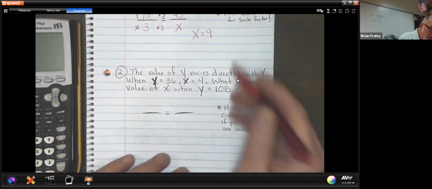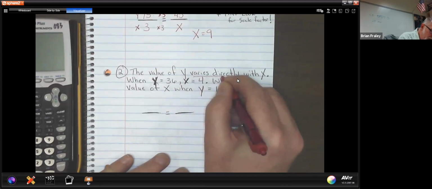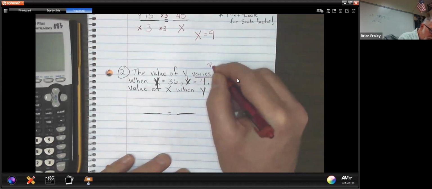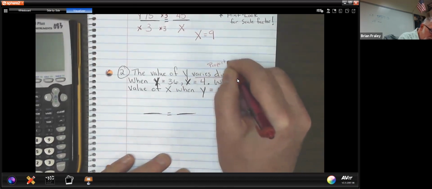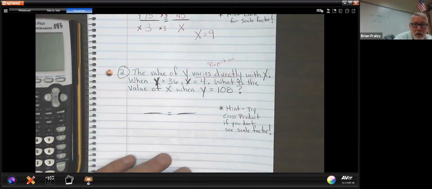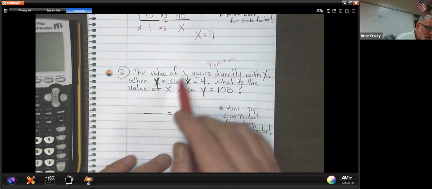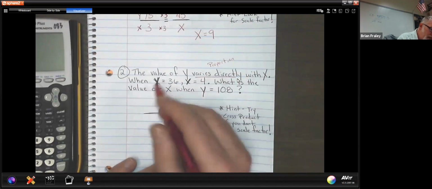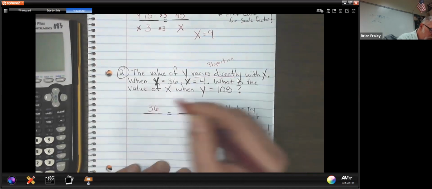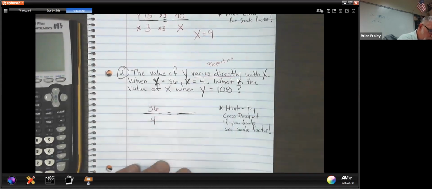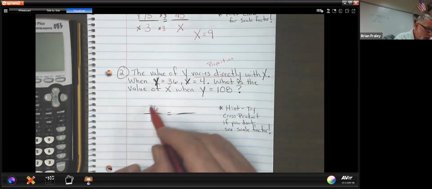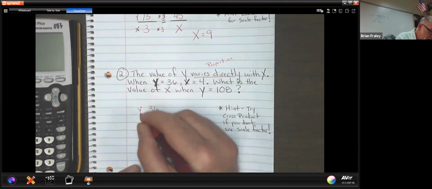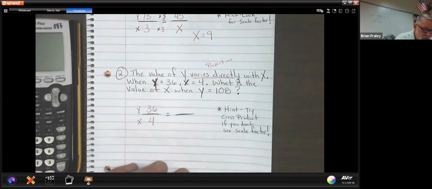My first thing I see is varies directly. I know that means I'm going to use a proportion. If you guys get in the habit of marking that, it'll help you. And the first thing I see is y is 36 and x is 4. So there's my first ratio, 36 and 4. But again, Mr. Fraley wants you to label it. So y is 36, x is 4.